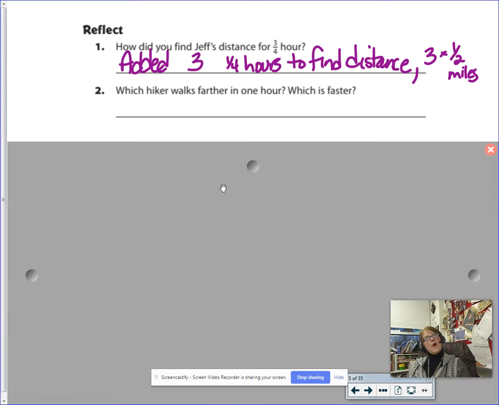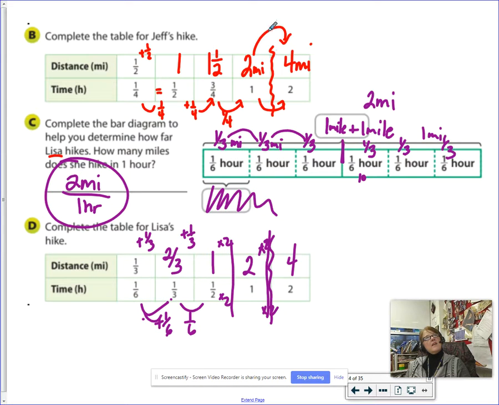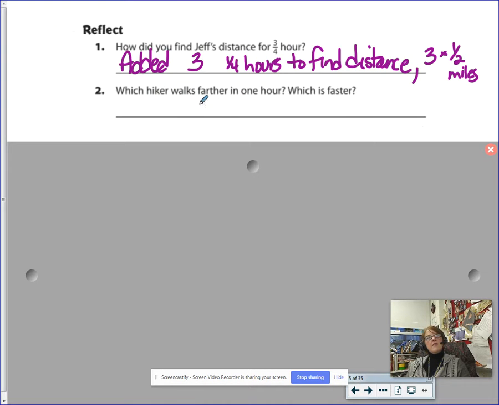Which hiker walks farther in 1 hour? Jeff went 2 miles an hour. Lisa went 2 miles in an hour. So guess what? Even though they're hiking what appears to be different rates because of the way they gave it to us, they're actually walking at the exact same rate. So I'm going to say neither of them. They have the same rate.